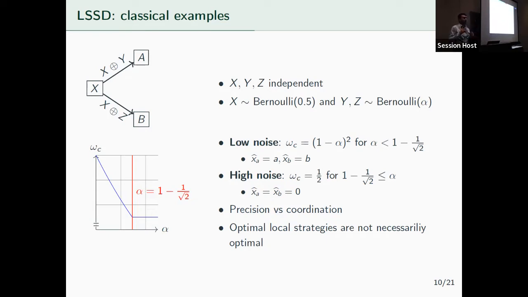The first regime is where the noise is small, the low noise regime. In this case, it's good for them to increase their precision and output what they receive. And we have another regime where the noise is high, and it's good for them to increase the coordination, and they just output a fixed value. This is not their local optimal strategy, but together it's the best thing that they can do.